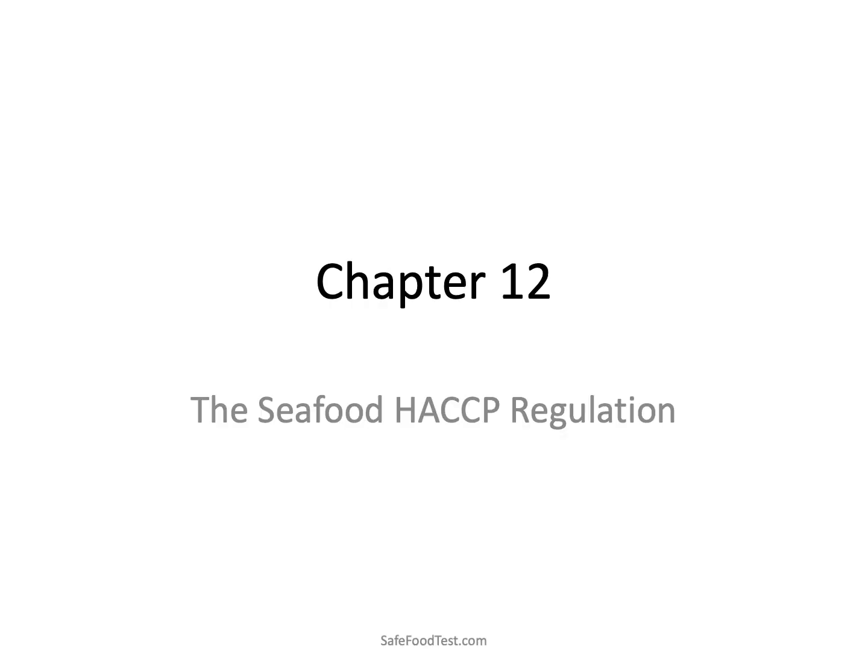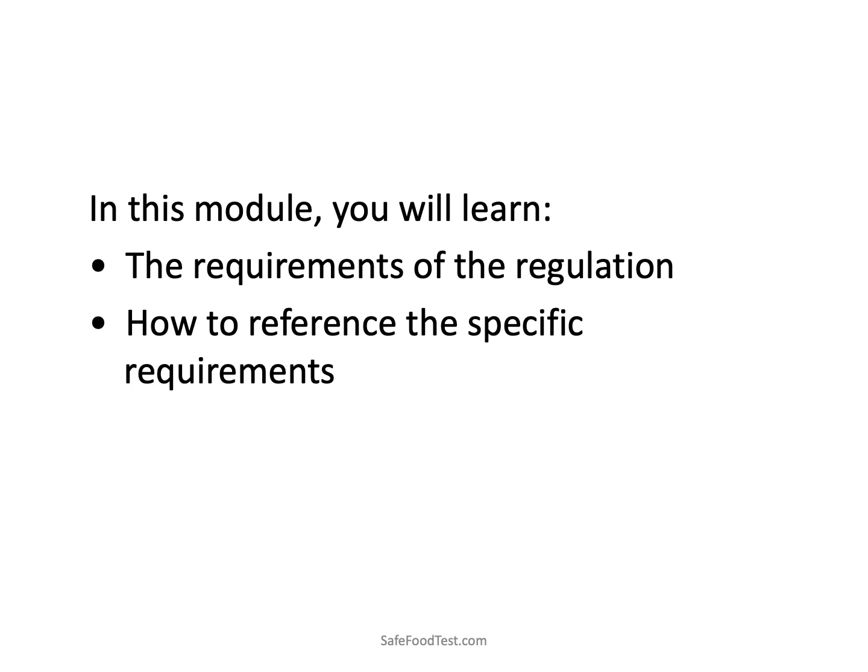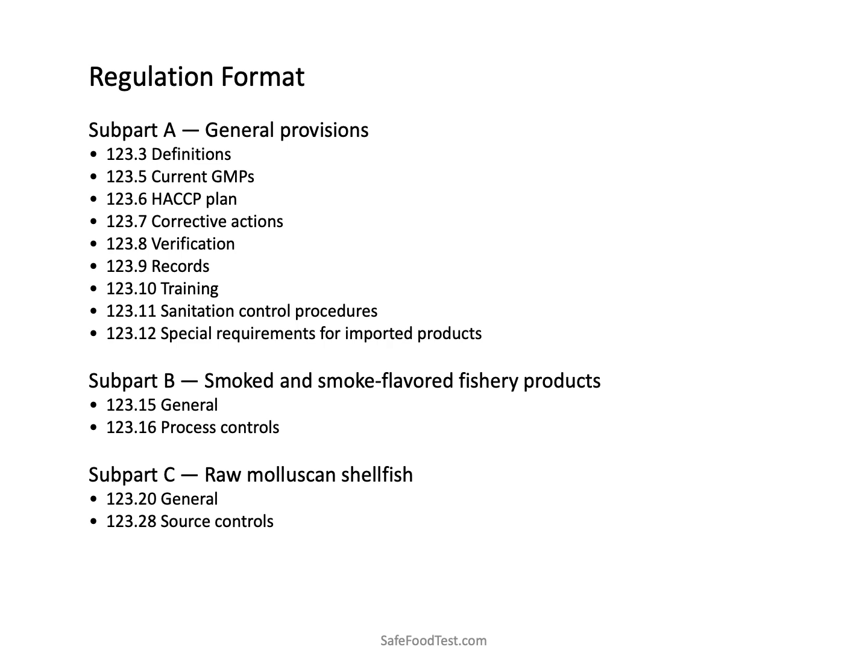Chapter 12, the Seafood HACCP Regulation, Title 21, 123. In this module you will learn the requirements of the regulation and how to reference the specific requirements. The regulation, Title 21, 123, is broken into three subparts: Subpart A, Subpart B, Subpart C, easily formatted to retrieve the information you're looking for.